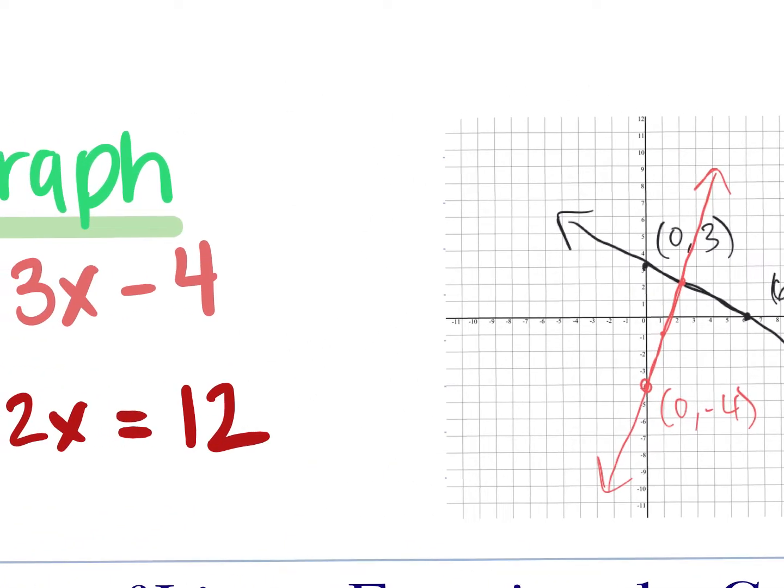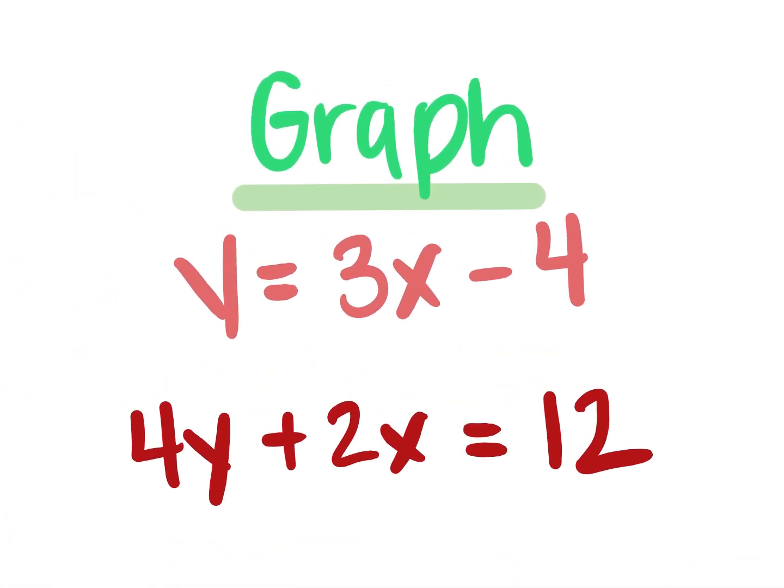Let's talk about this warm-up. Guys, the first one was in what form? Y equals mx plus b. What's the name of the form, though? Slope-intercept. So, from this equation, we should get two things. We should get the slope and the y-intercept.